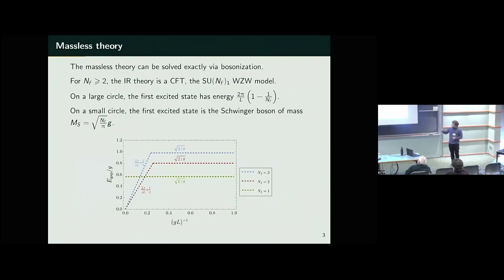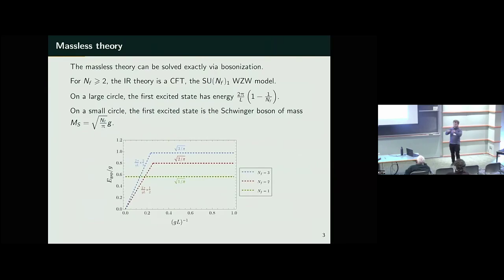So using bosonization, we can say that for when the number of flavors is at least 2, there's going to be an SU(N_f), level 1, WZW model that describes the infrared of the massless theory. And so then we could ask, what does that mean for various observables? And I'll focus on the energy of the first excitation on the lattice, or in the continuum, either way. We would hope to see that, so to the right of this plot is a function of inverse length.